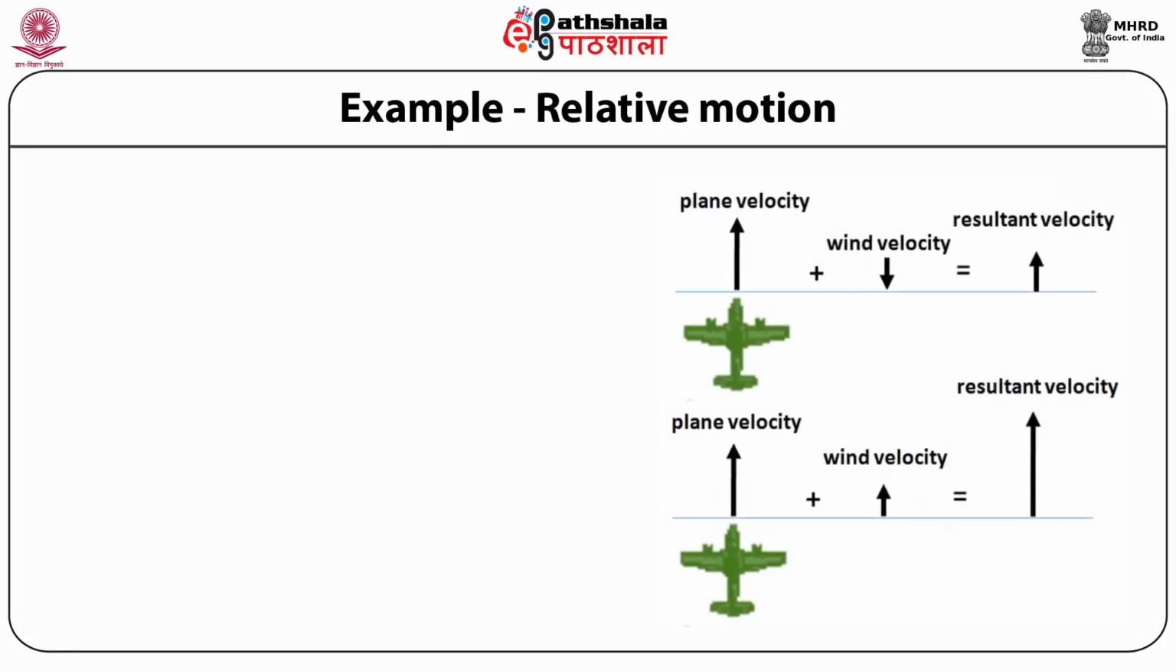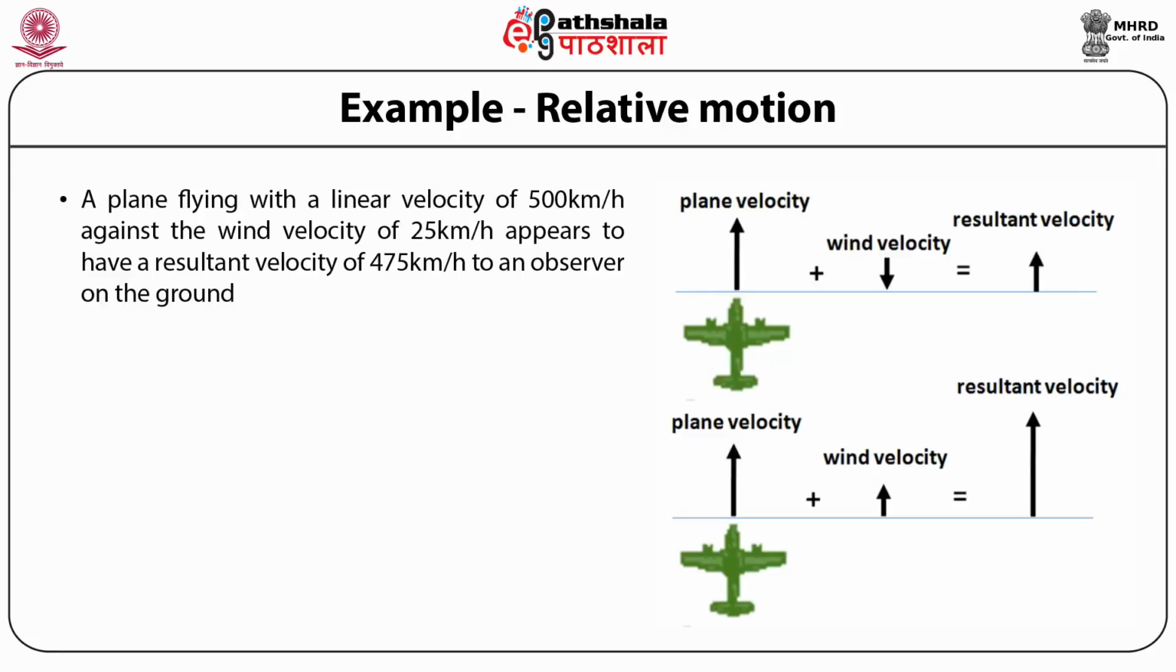As an example of relative motion, let's say a plane is flying with a linear velocity of 500 km per hour against the wind velocity of 25 km per hour. This plane would appear to have a resultant velocity of 475 km per hour to an observer on the ground. So pictorially or vectorially, the two velocities, one of the plane against which the air is blowing, the resultant velocity of the plane will have a smaller magnitude, which can be immediately seen from this vector addition of the two velocities.